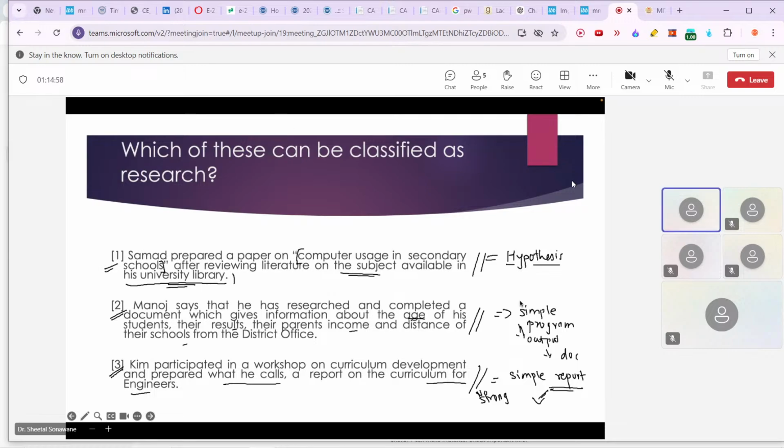Go one by one, online students. Read these problem statements and check and tell me whether these are research or not, whether these are classified as research or not. Consider one by one, read one by one. Based on the characteristics of research, based on the significance of research, check whether these statements are research statements or not.